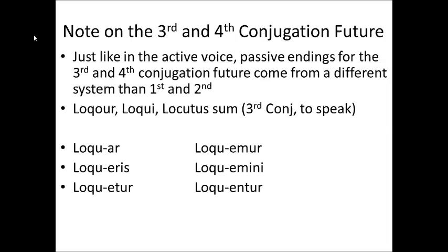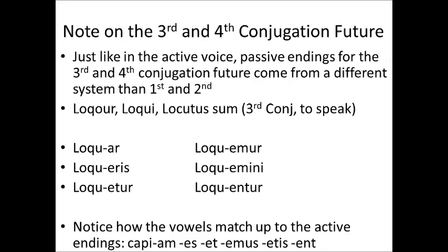So, if you look at these endings, you'll see the vowels a, e. So, ar, eris, etur, emur, emini, entur. Loquar, loqueris, loquetur, loquemur, loquemini, loquentur. And if you do look at those vowels, and you've learned your third and fourth conjugation active future endings, then you'll see how the vowels line up perfectly with the active endings. So we have for capio, capiam, capies, capiet, capiemus, capietis, capient. So a, e, just the same.